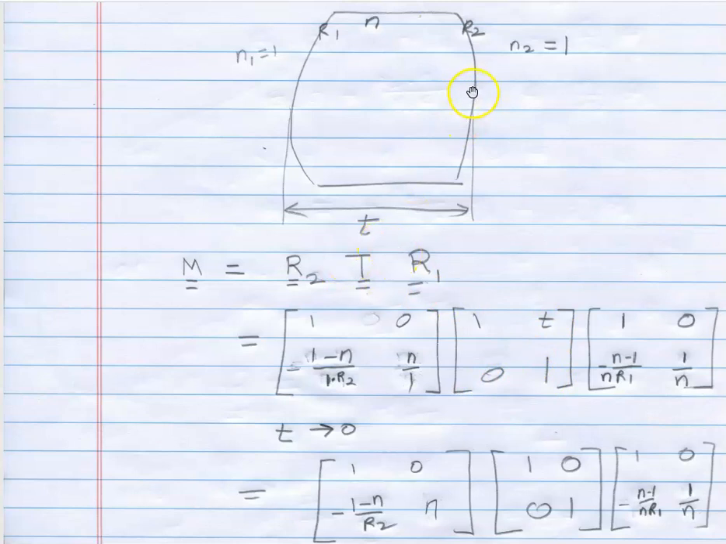And then finally we get through to the other side. Again, that's a refraction, but now it's at the second interface. It's the same formula: minus (N2 minus N) divided by N2 times R2, and then N1 over N2. But remember, N2 is 1, so we get minus (1 minus N) over 1 times R2. Here N1 was N and N2 was 1. So we now need to multiply these matrices out.